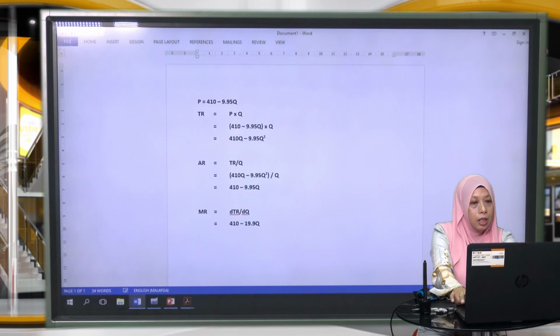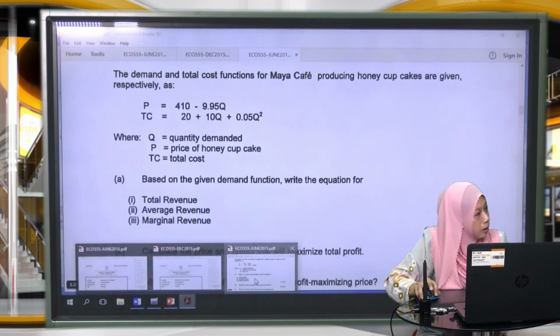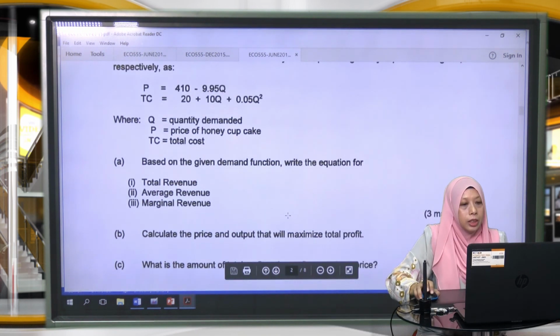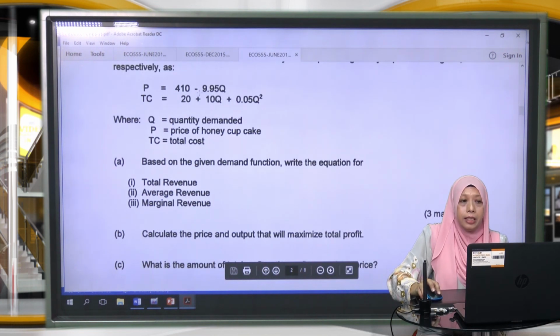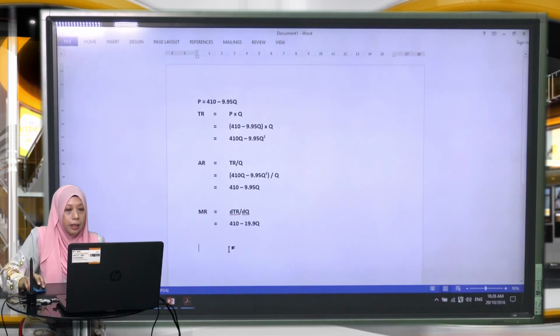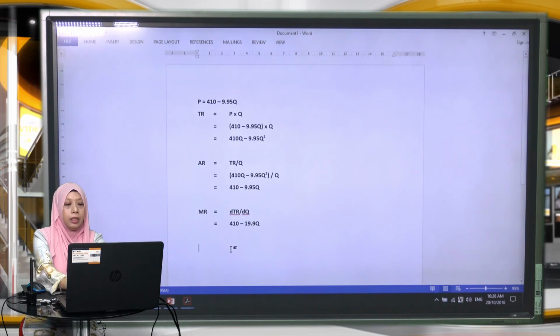Now, what's the next question? Let's look at the next question. It wants you to find the price and output that will maximize total profit. Notice that your main aim is to maximize total profit. To achieve this objective, what should be the price and output for your product? To find this answer, it's essential for you to have your demand function apart from the total cost function. So now let us proceed with determining the price and output that maximize profit.